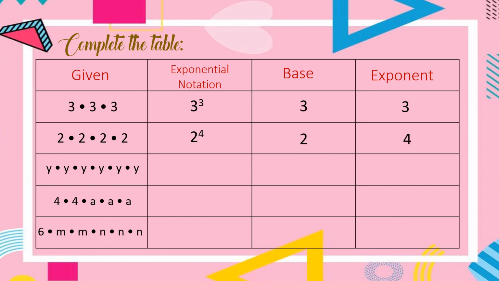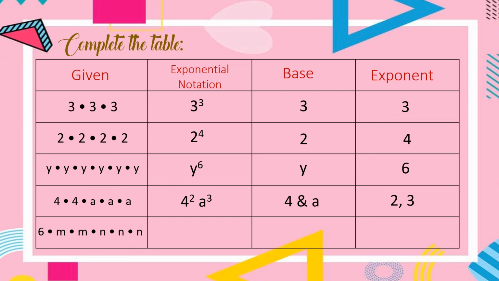Then we have y times y times y times y times y times y. So we have y to the sixth power. The base is y and the exponent is 6. Then we have 4 times 4 times a times a times a. Dalawang 4, tatlong a. So we have 4 squared, a cubed. The base are 4 and a, and the exponent is 2 and 3.